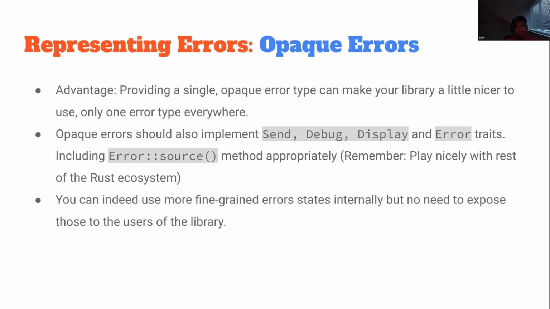Of course, this doesn't mean you cannot use any internal error types or different error states. You can, but you have to be careful not to expose them in the public API. Otherwise, whoever calls your API has to deal with different errors, which they don't want to in this case of the image decoding example, right?